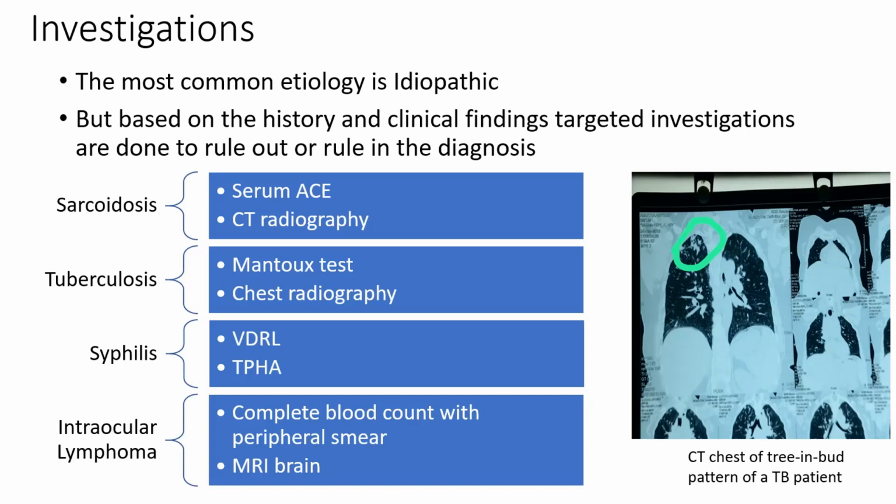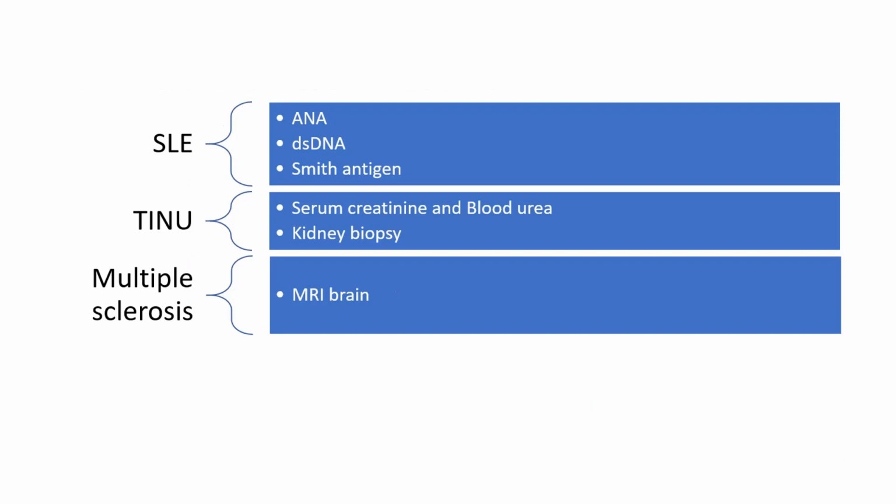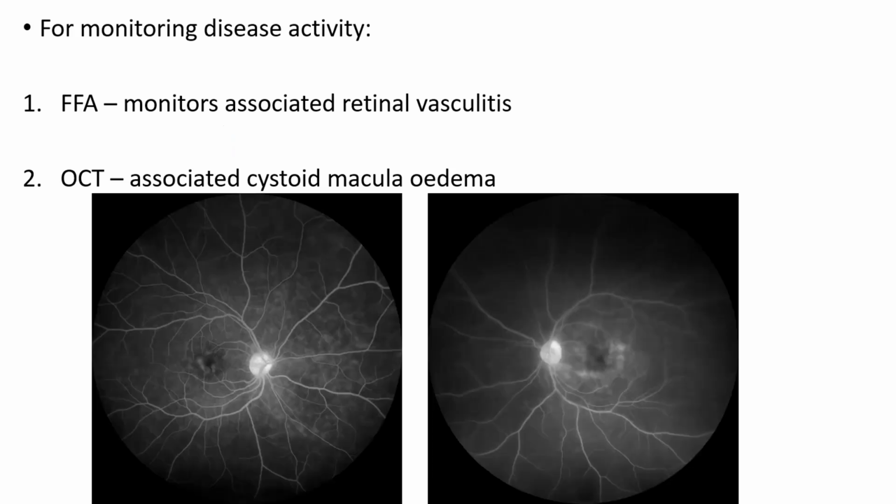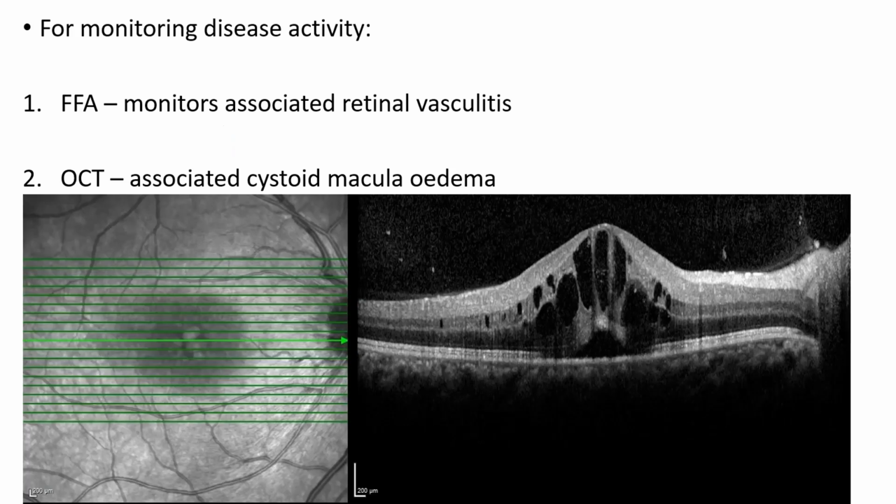For intraocular lymphoma, we can do simple tests like CBC and peripheral smear, and if we suspect CNS involvement, MRI brain. For SLE, ANA and dsDNA with Smith antigen, and it is important to check the urea and creatinine. For multiple sclerosis, do an MRI brain. For monitoring disease activity, we can do an FFA for retinal vasculitis and OCT to monitor cystoid macular edema.